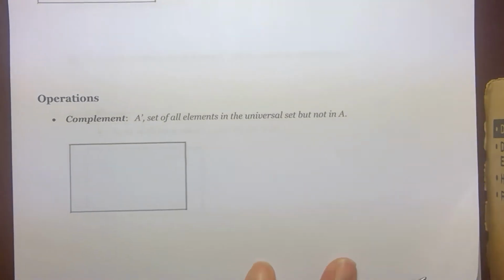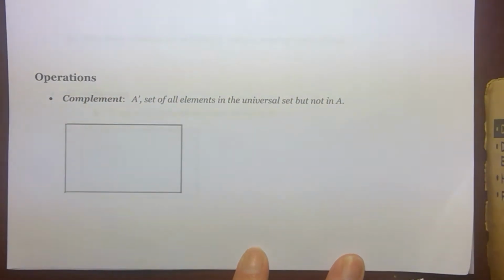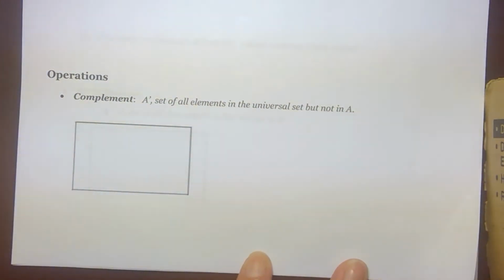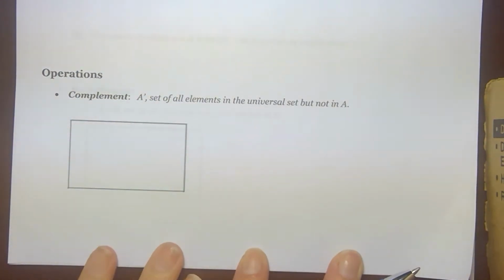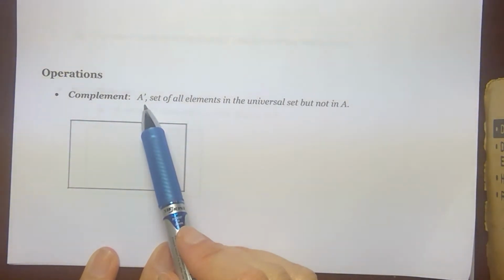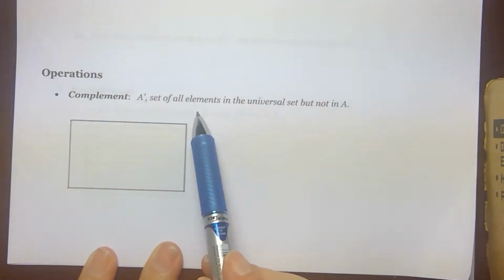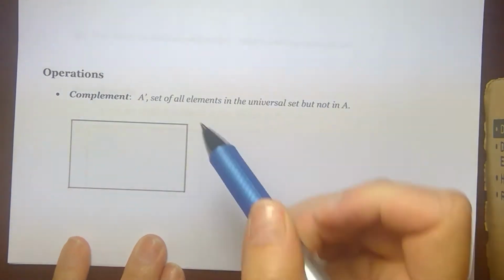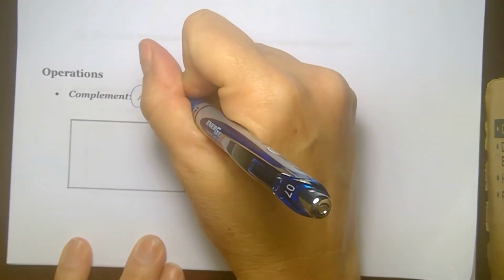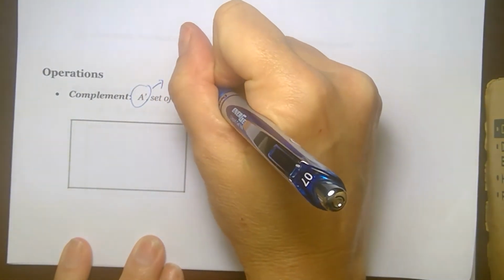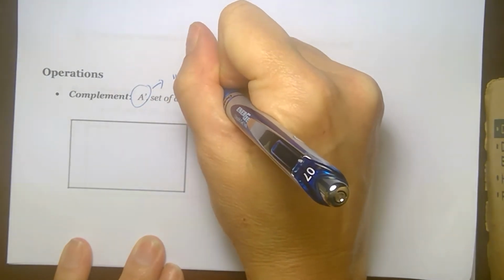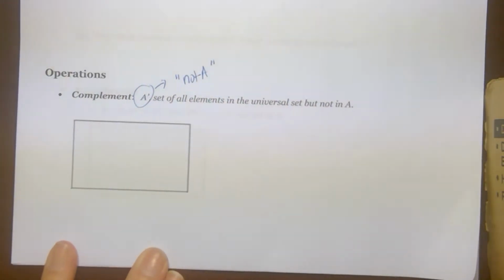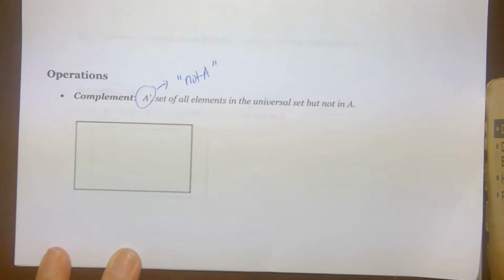Another term that you need to be familiar with when we're talking about our set and subset relationships is complement. A complement, which looks like A prime, is the set of all elements that are in the universal set but not in A. So A complement, A prime, another way to say that would be to say not A. When I'm talking about the complement of A, I'm talking about not A.